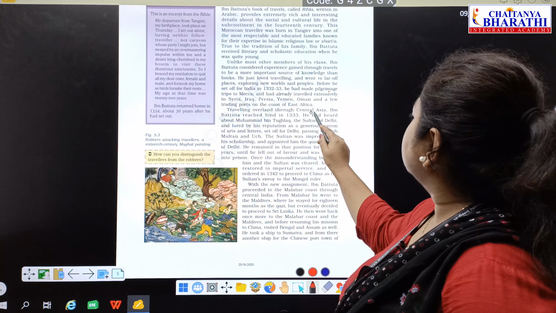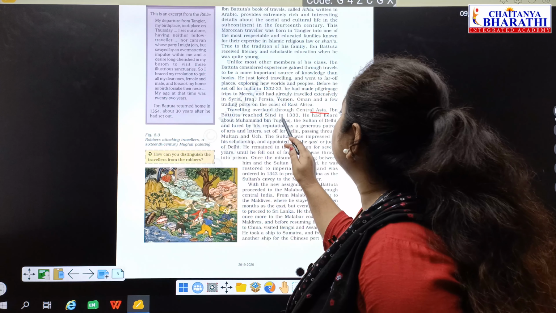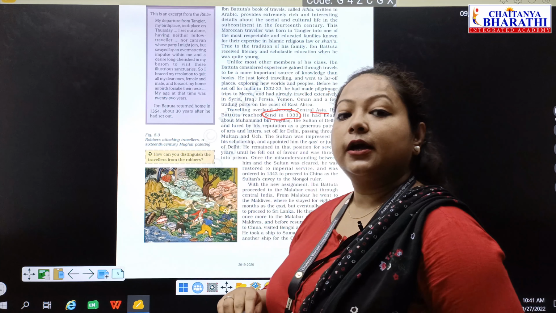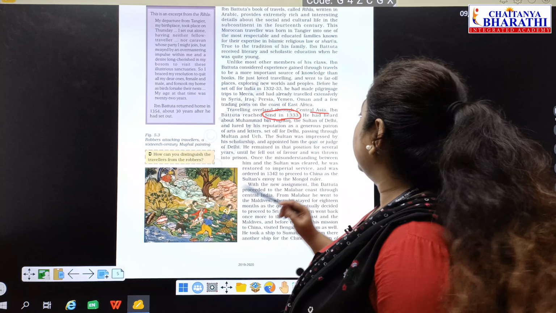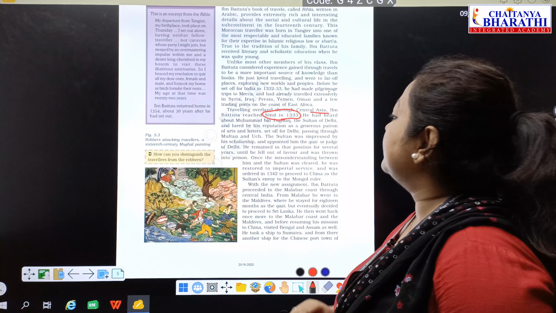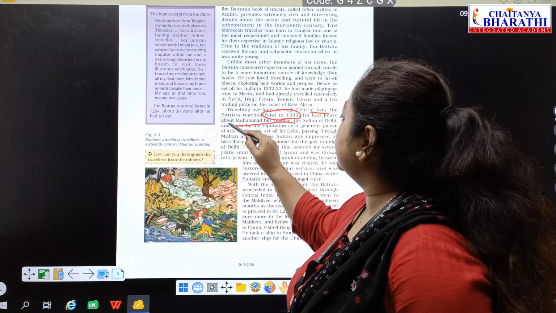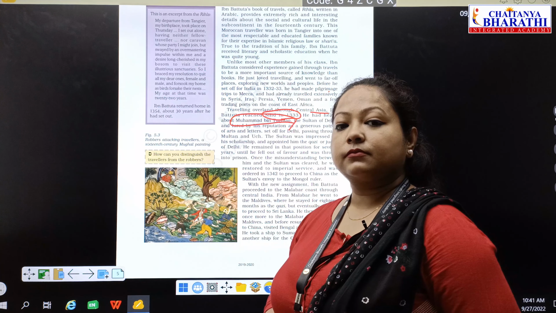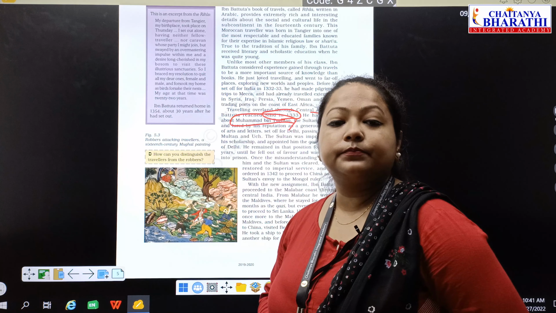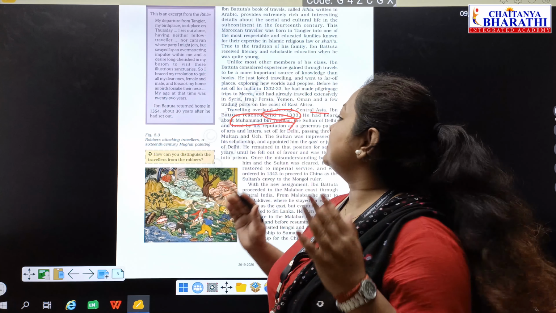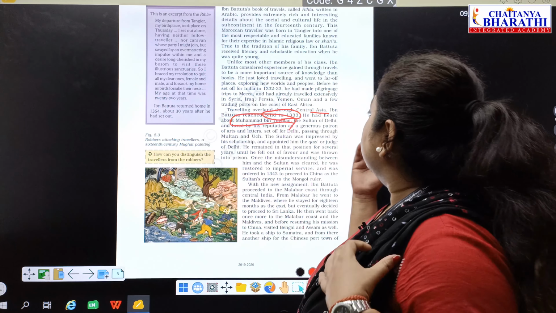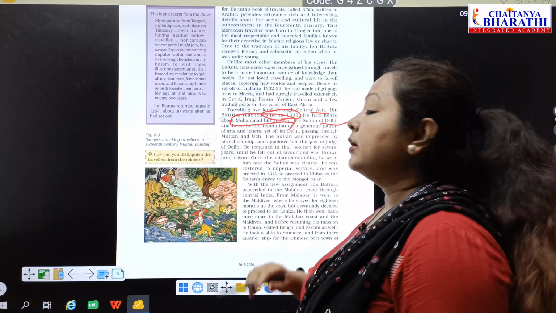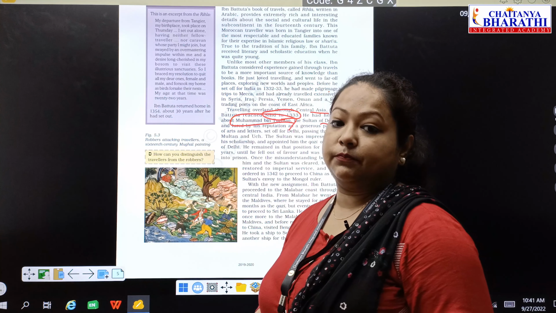Traveling through Central Asia, Ibn Battuta reached Sindh in 1333. Sindh, a part of India. Okay. He heard about Muhammad bin Tughlaq. Who was Muhammad bin Tughlaq? We are all familiar with the name. He was a king. He was a ruler, also known as the Sultan of Delhi. He was a very well-known ruler of that period of time.